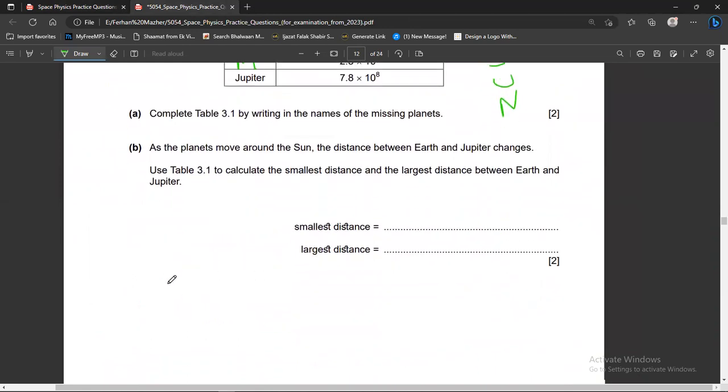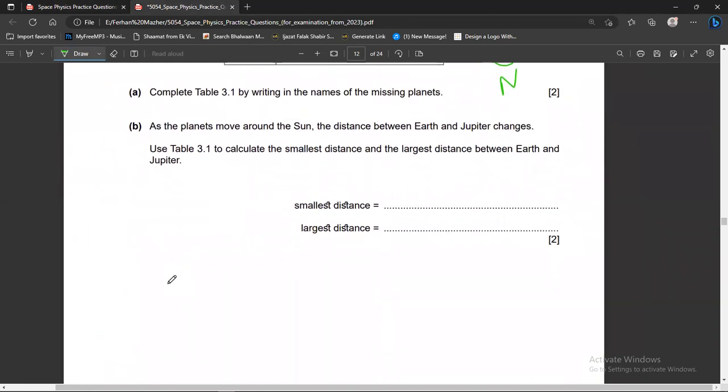Then question number 3, B part, says, as the planets move around the sun, the distance between Earth and Jupiter changes. Use the table 3.1 to calculate the smallest distance and the largest distance between the Earth and Jupiter. The smallest distance will be when the Earth and Jupiter are both on the same side of the sun. And the largest distance is when they are on opposite sides of the sun.